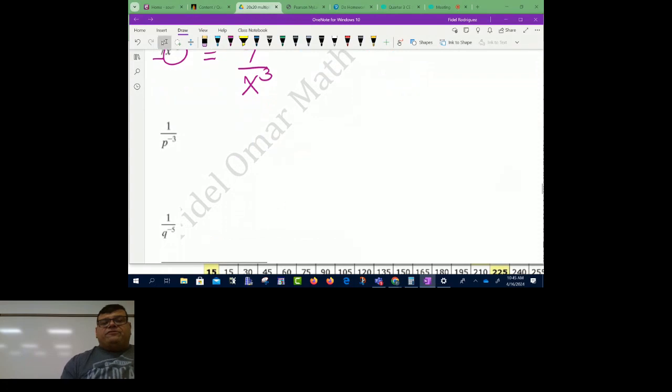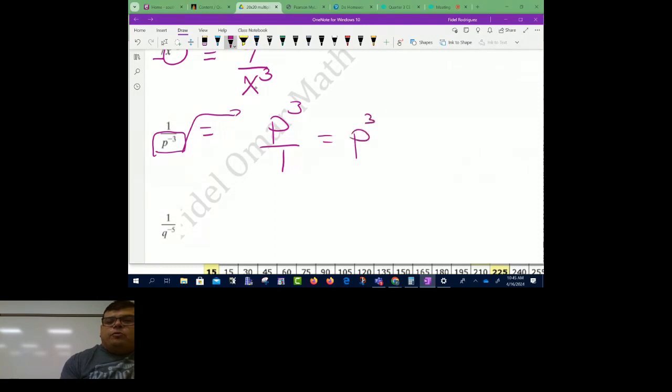Y'all, for these next two, I want you to notice where the exponent is. It's on the bottom and it's negative. Well, y'all, if it's on the bottom, we're going to move it to the top. So we're going to say that's p to the 3rd over 1. And y'all, if it's over 1, we don't need to write the 1. We can just write p to the 3rd.